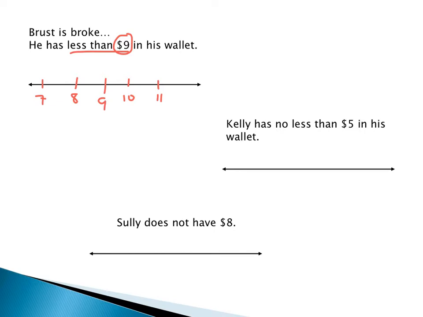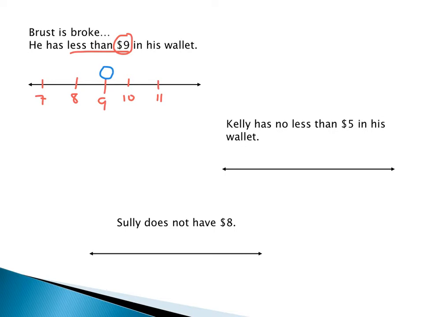And what I want to do is represent on this number line anything that would be less than $9. So you could have $8, $7, $6, and so on. You could even be missing money and have negative $2, like you are $2 in debt or something. So our boundary is 9, and we're going to put a dot at 9.